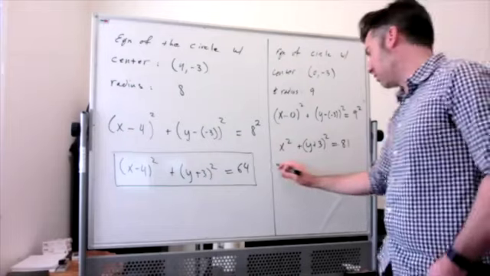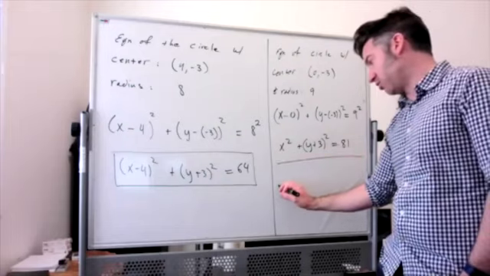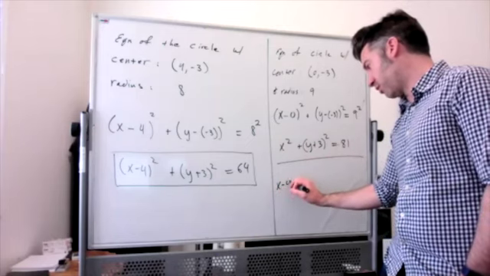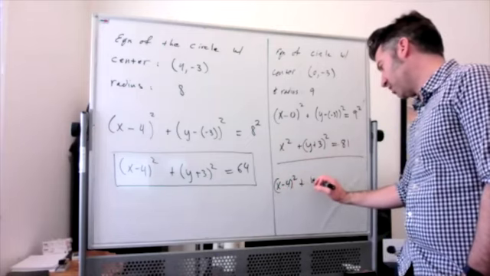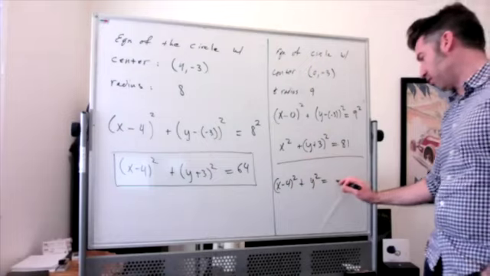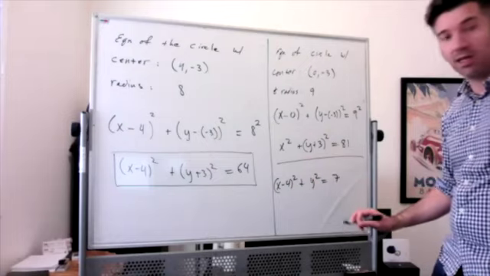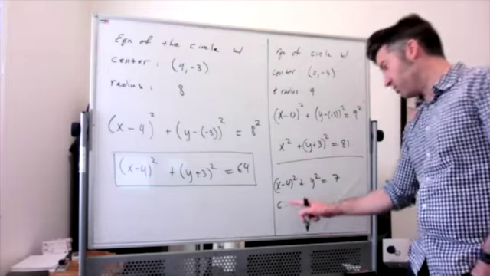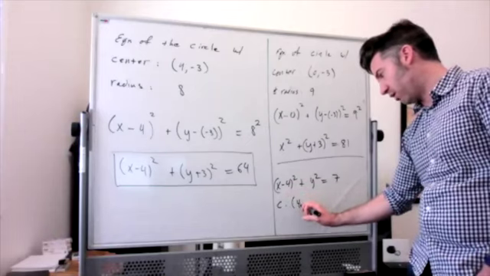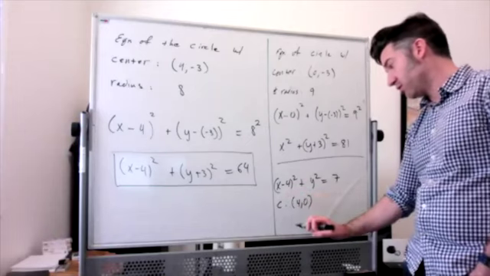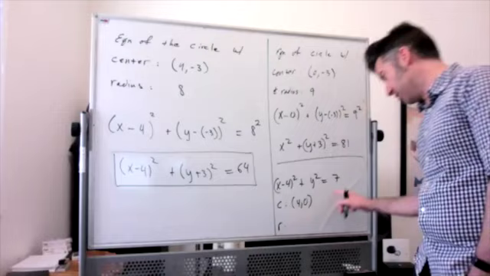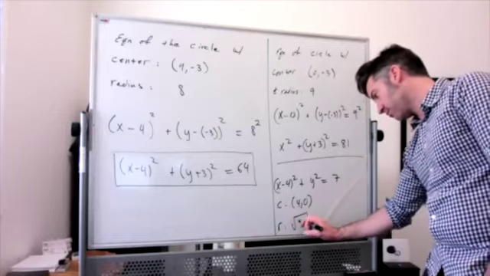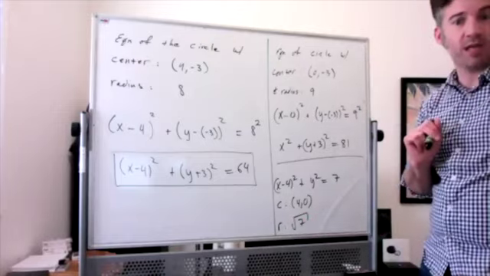So if I said the equation of my circle was x minus 4 squared plus y squared equal to, I don't know, 7, then the center would be the coordinate x is 4, y is 0, and the radius would be the square root of 7. So just a couple things to be aware of.